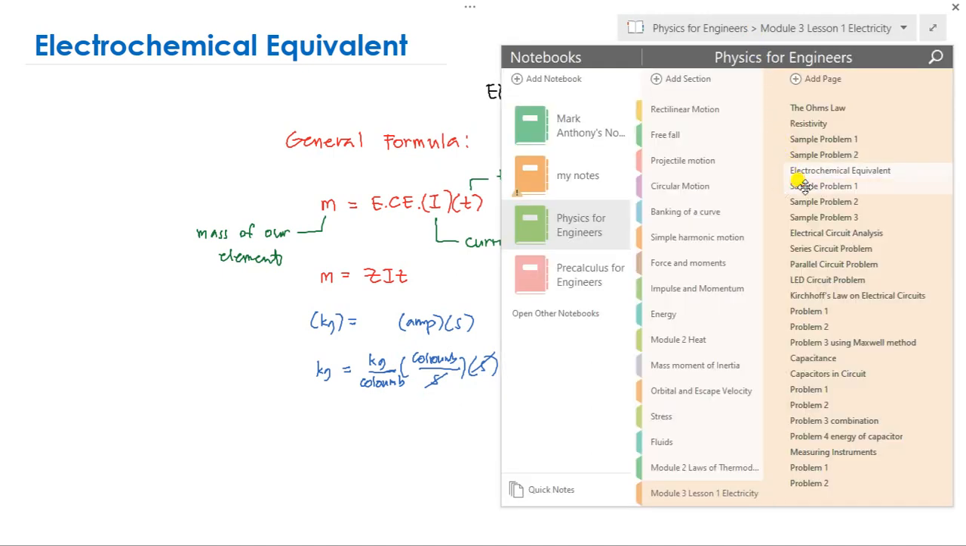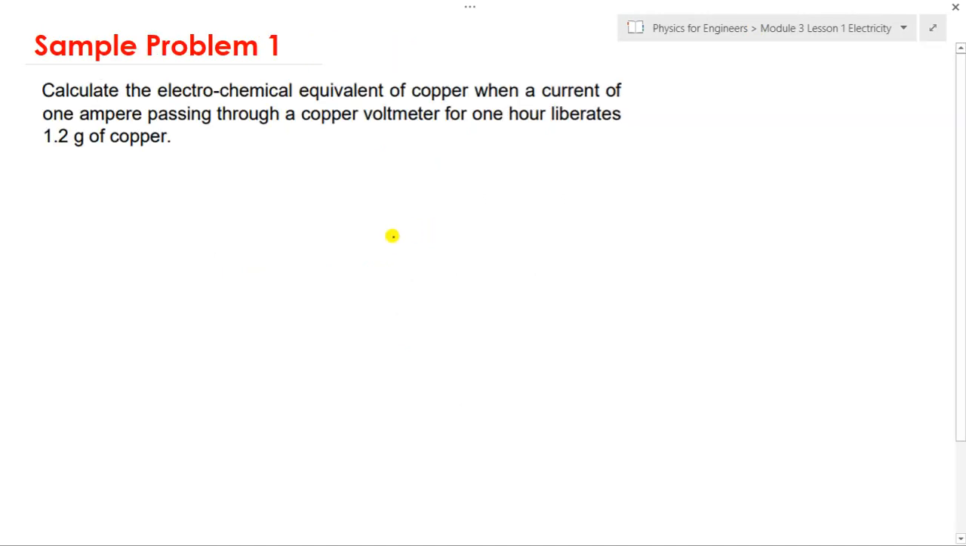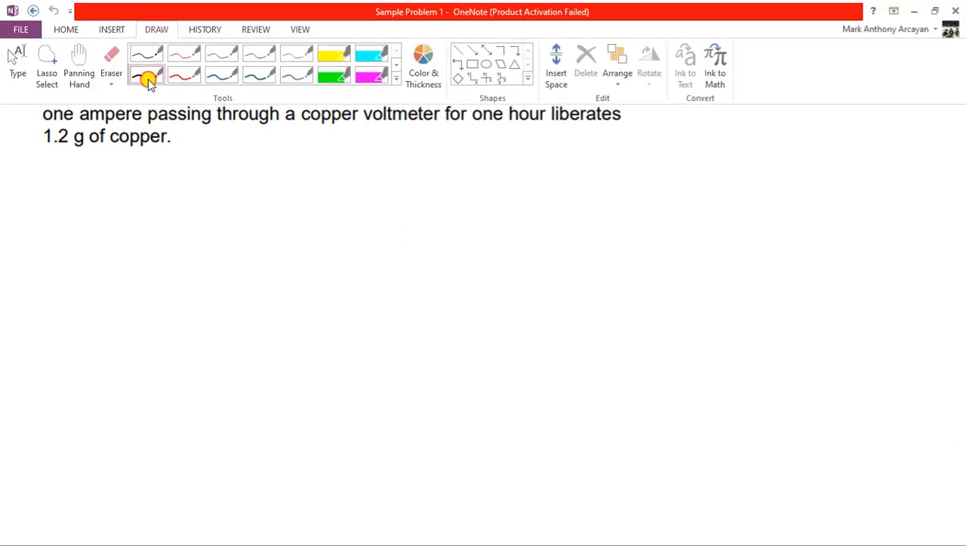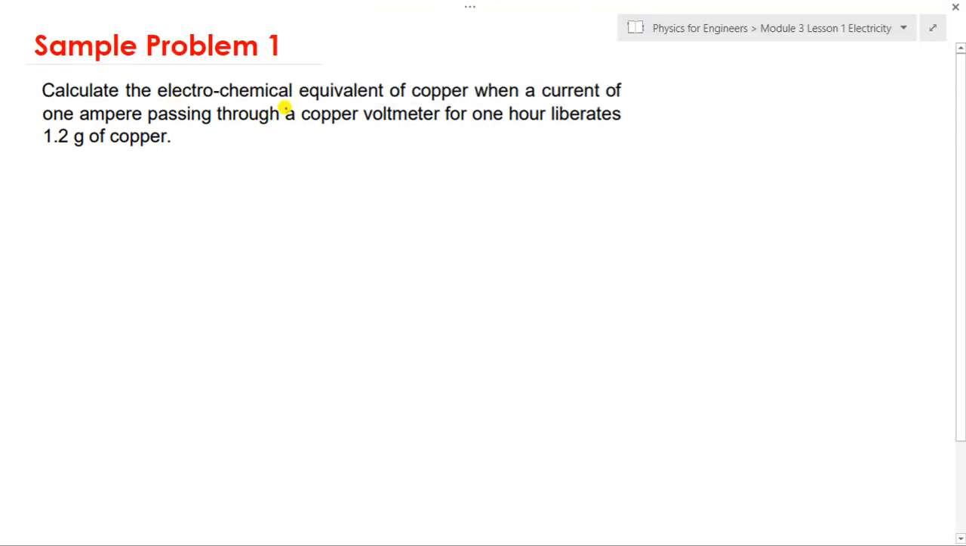So if there are no questions, then let's have some examples. Here we are going to calculate the electrochemical equivalent of copper when a current of 1 ampere passing through a copper voltmeter for 1 hour liberates 1.2 grams of copper.